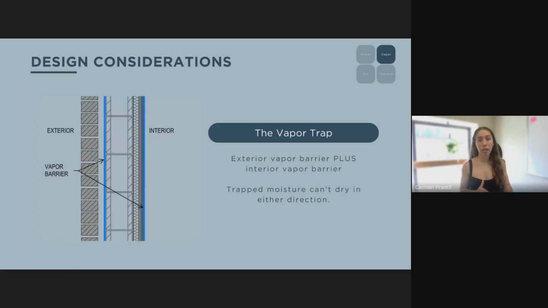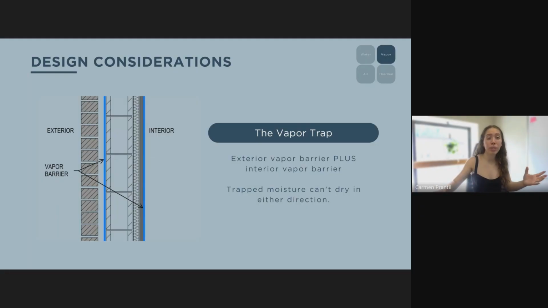Worse than just putting it on the wrong side of the assembly or putting it on the interior is creating something called the vapor trap. This is essentially when you have a vapor barrier material on both the interior and the exterior of the assembly, which means that trapped moisture can't dry in either direction. If there's no chance for the assembly to dry in either direction, then when water gets in, there's absolutely no forgiveness for it to dry out. That leaves your only option for repair or remediation as cutting open the assembly and replacing what got wet.